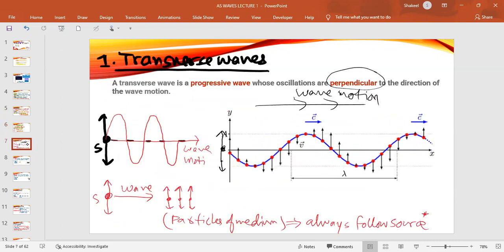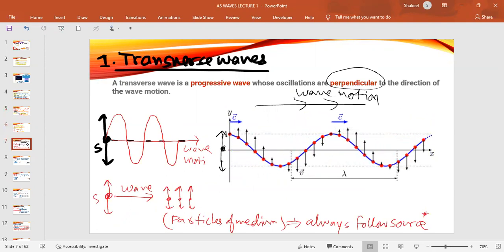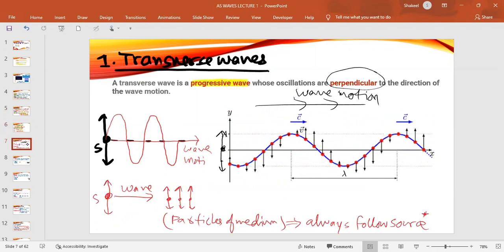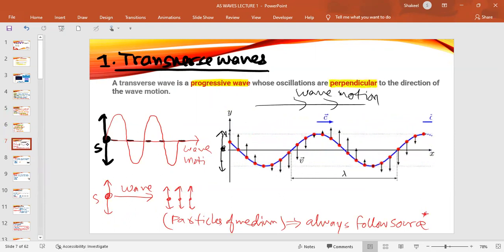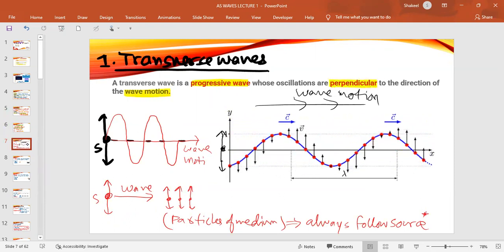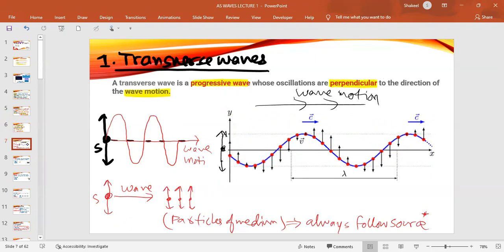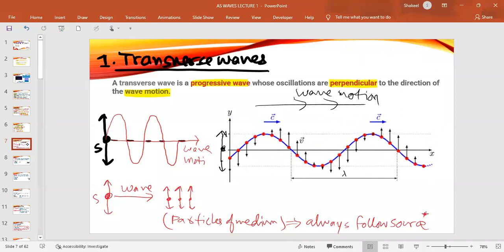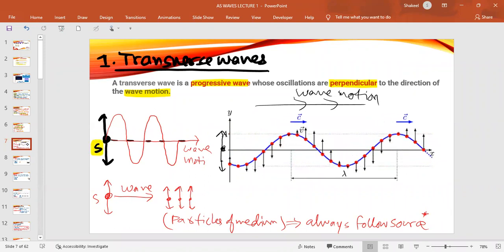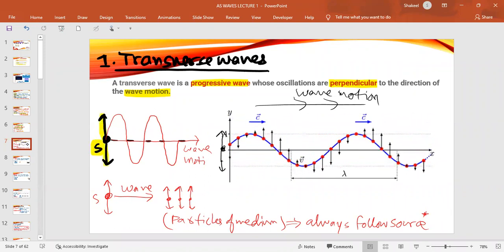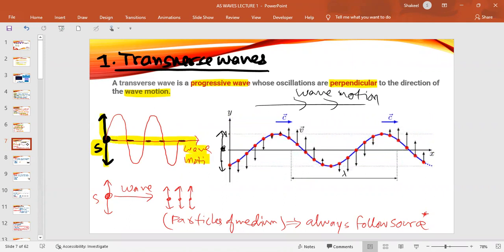So what are transverse waves? You can see in the diagram, this is a transverse wave. A transverse wave is a progressive wave whose oscillations are perpendicular to the direction of wave motion. So this is the main thing. The wave in which oscillations are perpendicular to wave motion is known as a transverse wave. You can see here, the source is this black one. It is moving up and down, and then the wave is moving to your right. So this is a transverse wave.